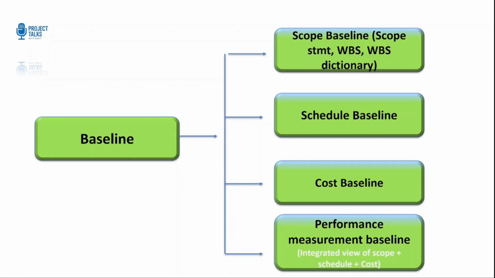And finally, we have performance measurement baseline. This is an integrated view that combines your scope, schedule, and cost baseline. It is used in techniques like earned value management to assess how the project is performing overall. In short, baseline acts like a ruler of your project. Without them, you can't accurately measure progress or performance. Again, in the upcoming videos, we will explore how these baselines are created and used during project monitoring and control.